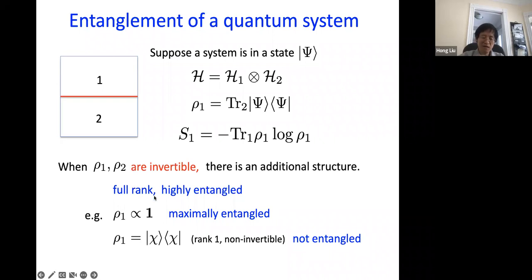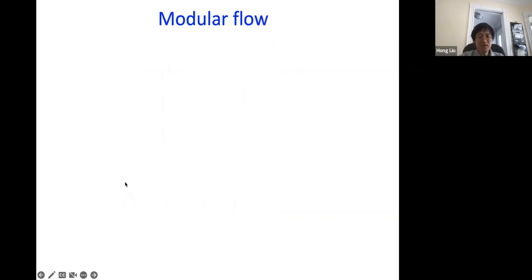So the full rank, invertible situation is the one in which you are highly entangled. It turns out when rho one and rho two are invertible, then you can define something called the modular flow. You can define a so-called modular operator, delta, defined to be rho two times rho one inverse. You see this structure only exists when they can be inverted.